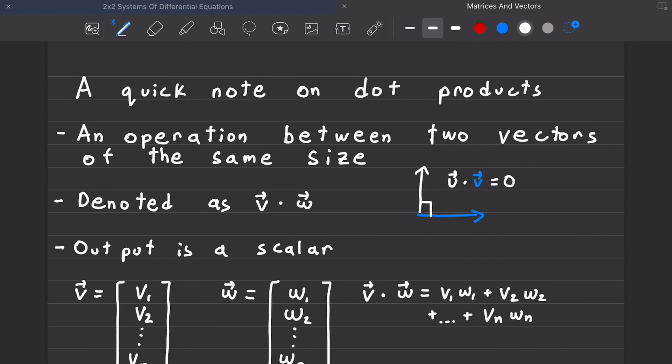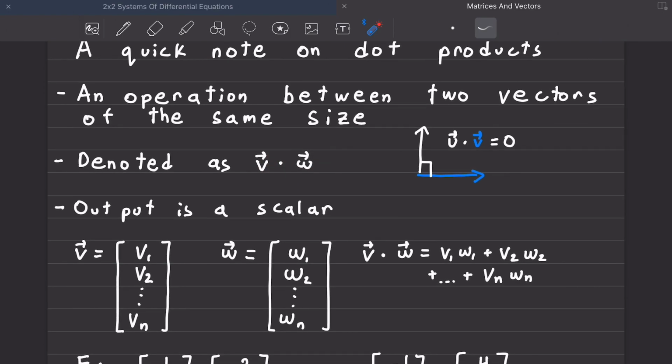Okay, so some notation over here. This is how we write the dot product. You might have seen I just did that, where it's some vector and then just this little dot with w. And the output is always going to be a scalar. So a vector is going to be something like this, and a scalar is just a number, 2, 3, 5, whatever, anything like that.